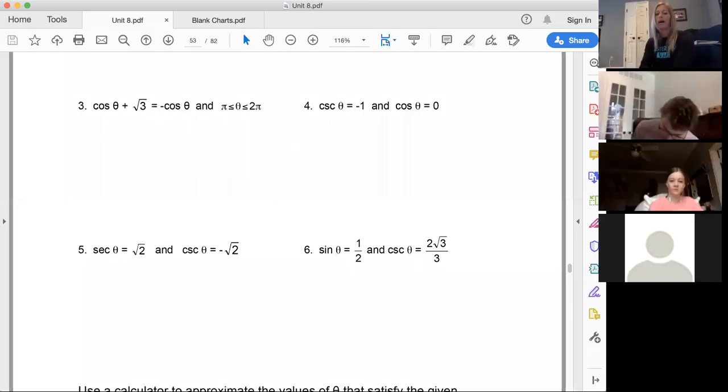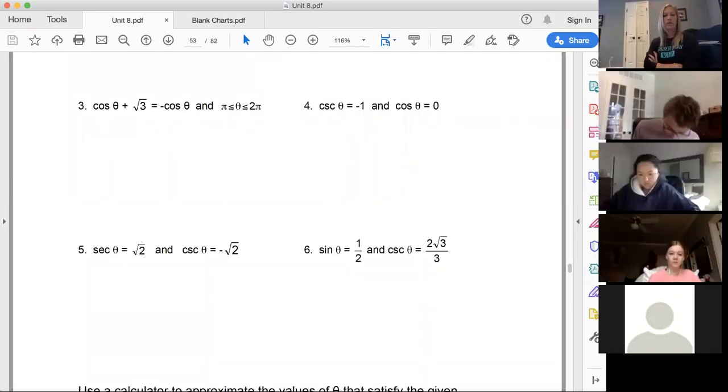This computer. There we go. All right, so any other questions from our homework that we were unsure about?